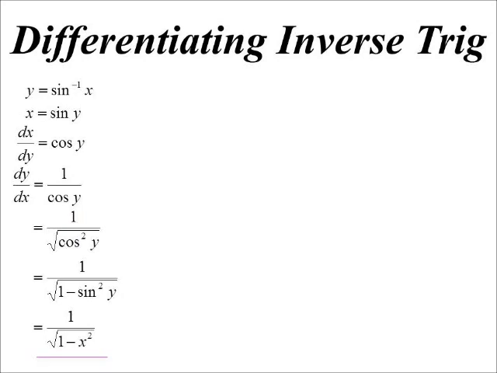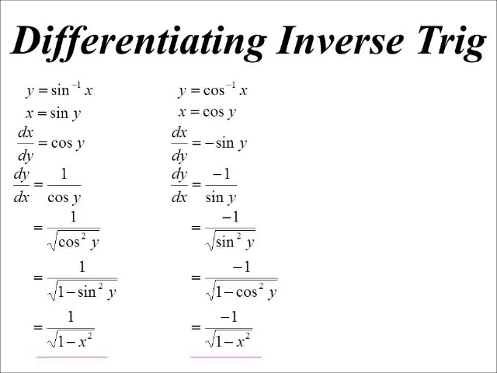Okay, let's do the same thing with inverse cos. So x is cosine of y. Differentiate cosine, we get minus sine. So now we have minus 1 on sine y. So same sort of situation. Change the sine y to the square root of sine squared. Sine squared is 1 minus cos squared. But this time we get negative 1 on the square root of 1 minus x squared.